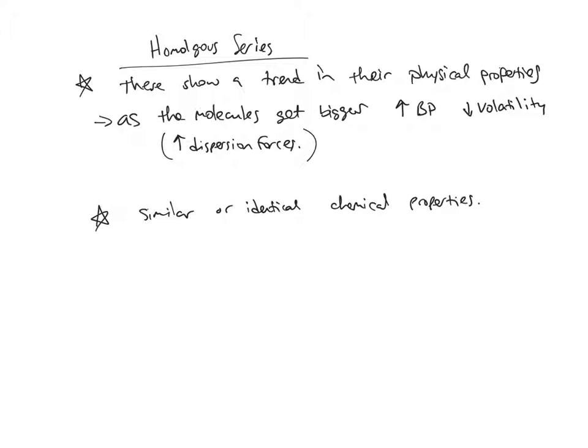We started talking about intermolecular forces, and we saw that there will be a trend in the physical properties for the homologous series, right? As those molecules get bigger, their dispersion forces will increase because of the length of that chain, and therefore their boiling point will increase and their volatility will decrease. And we also saw that since they have the same functional group, and we just talked about the fact that the functional group is where the chemistry happens, they should all have similar or identical chemical properties. So that came up as well.